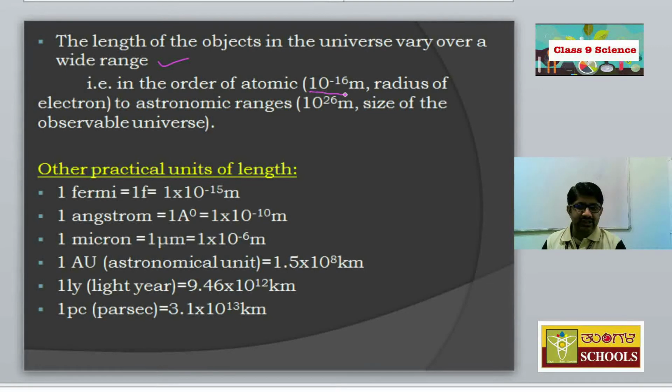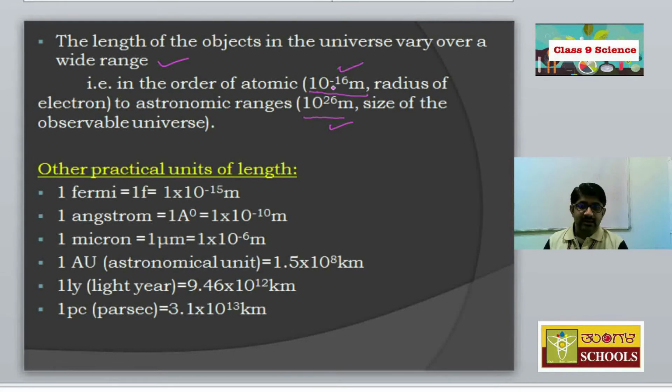minus 16 meter, that is the radius of the electron, which is very much smaller, in the order of 10 to the power minus 16 meter. And we are having the astronomical range over 10 to the power 26 meter, that is the size of the observable universe. The length of the observable universe is in the order of 10 to the power 26 meter.